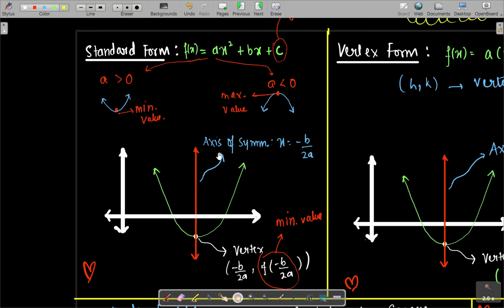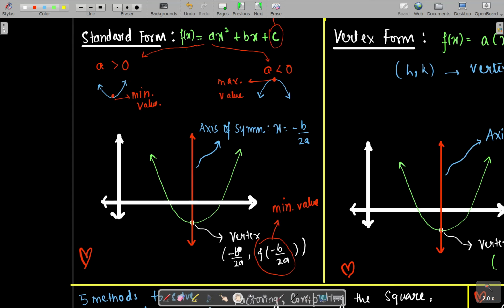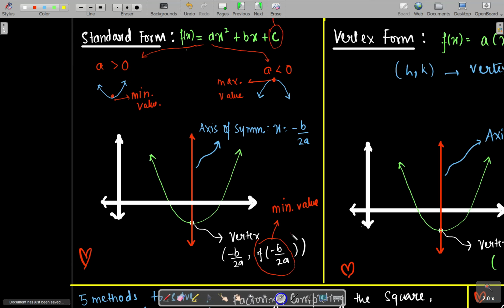And in the parabola, the vertex is given by minus b over 2a. That's the x-coordinate of the vertex. And the y-coordinate is given by, you put that value into the function. And the y-coordinate of the vertex will be also the minimum value that this function will take.